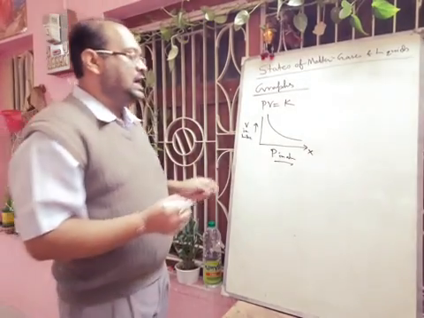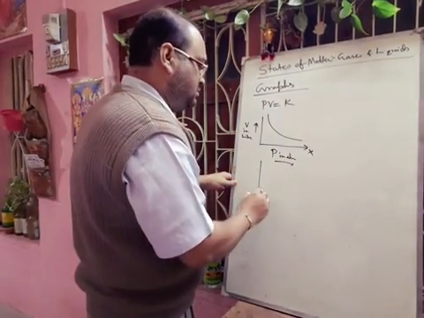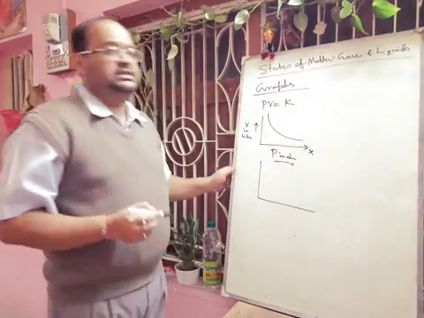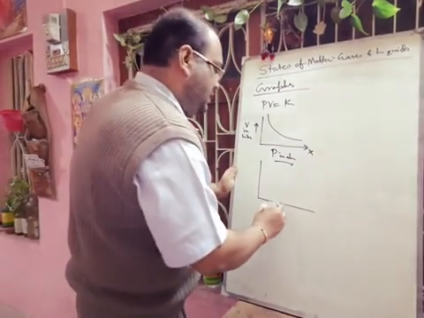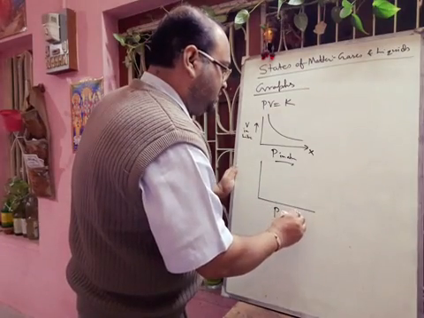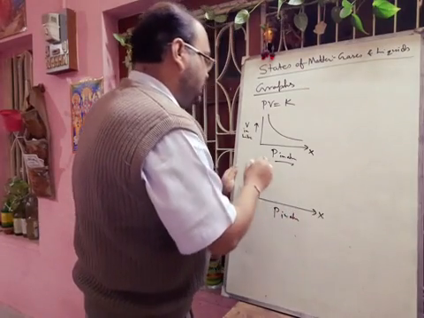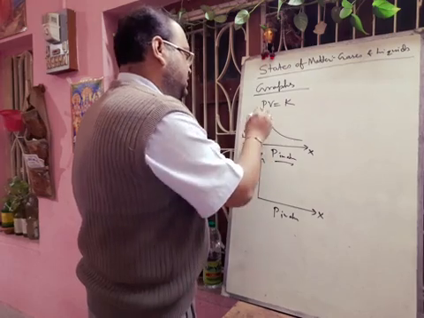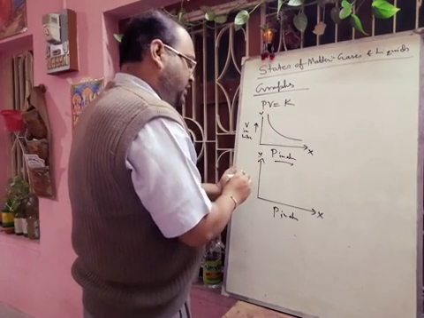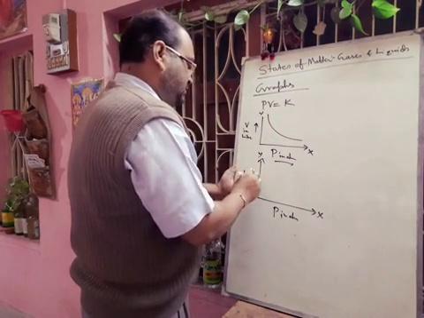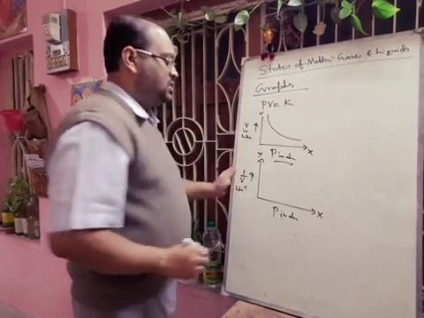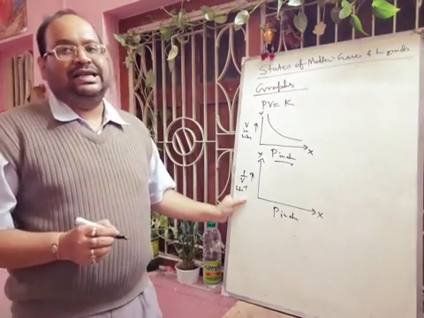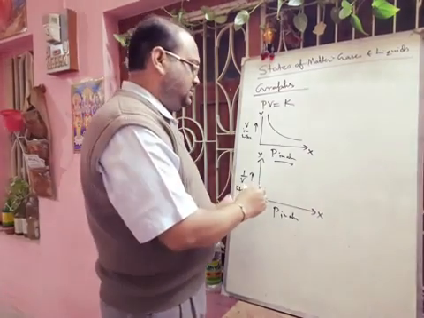Another curve we can draw is 1 by V versus P. Here we put P in atmosphere along the x-axis, and along the y-axis we put 1 by V. Units will be liter inverse. So in this case we will get a straight line passing through the origin like this.